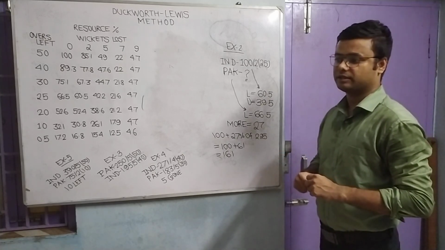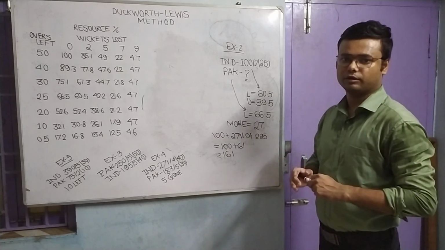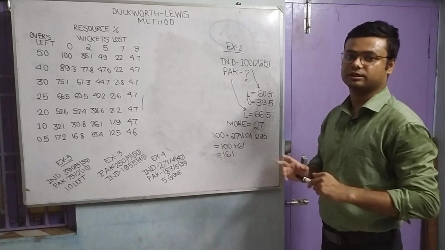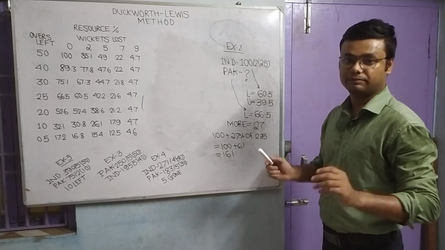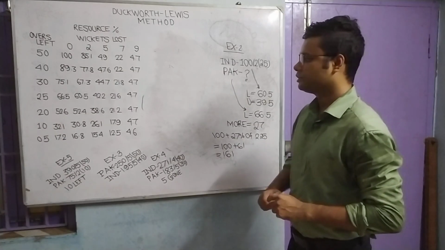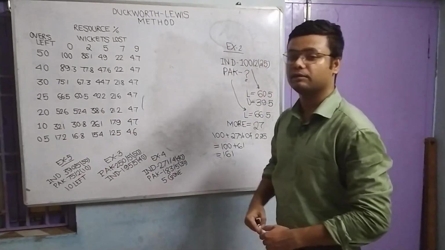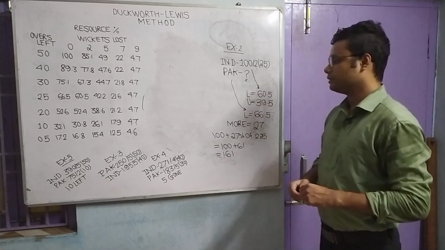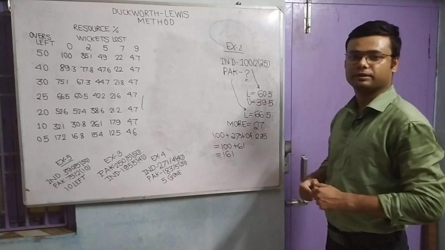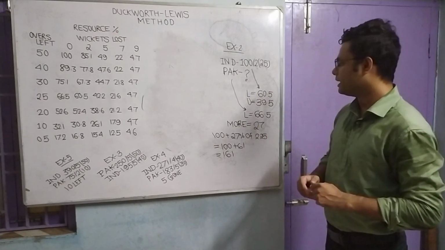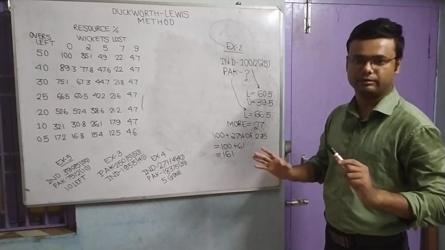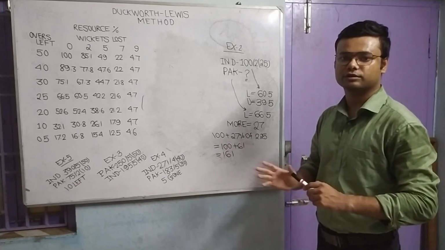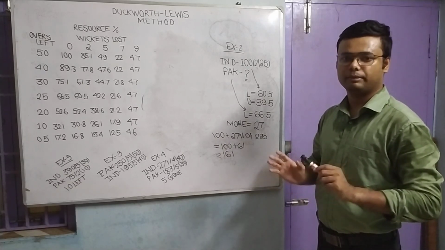When it will be Pakistan's turn to receive their 25 overs, they will have more resources, because with 25 overs left and 0 wickets lost, Pakistan will have 66.5% resources, which is greater than India's used resources by 27%. 66.5 minus 39.5 gives 27%. So Pakistan have 27% more resources than India while batting second.